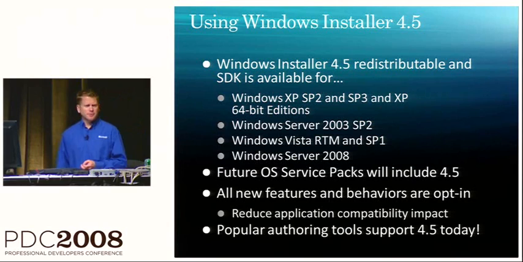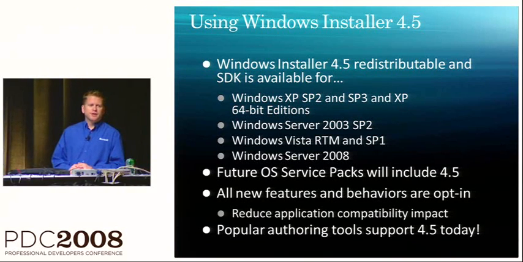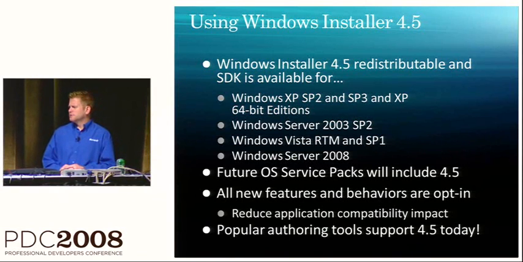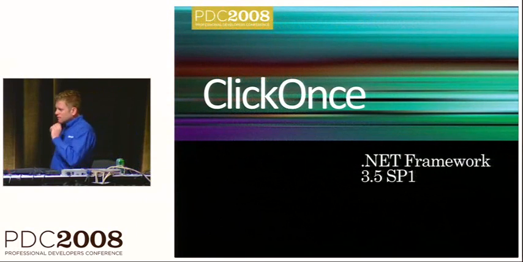And also popular authoring tools support Windows Installer 4.5 today. There's a number of them. There's information in our SDK about where to go to get authoring tools, but all the major authoring tools support Windows Installer 4.5 today. So there's really no reason why you shouldn't go ahead and start looking at this new functionality in 4.5, especially if you have a scenario where you're going to be installing multiple packages or handling dependencies.